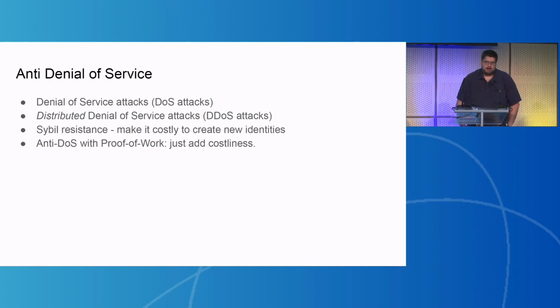Sybil resistance is another property that proof of work can provide, where you make it costly to generate new anonymous identities in a system.